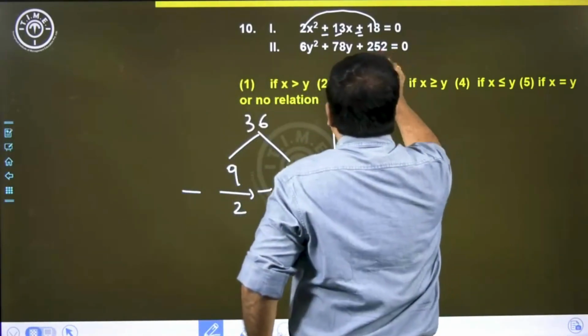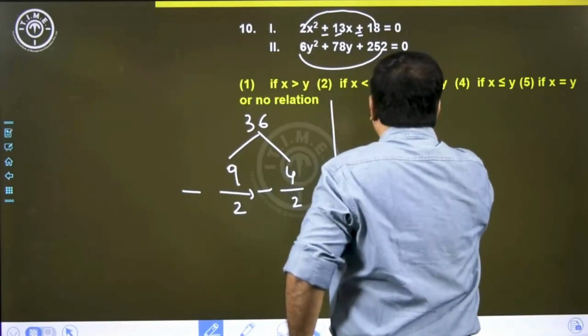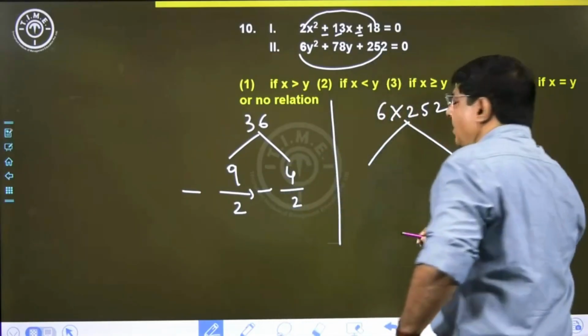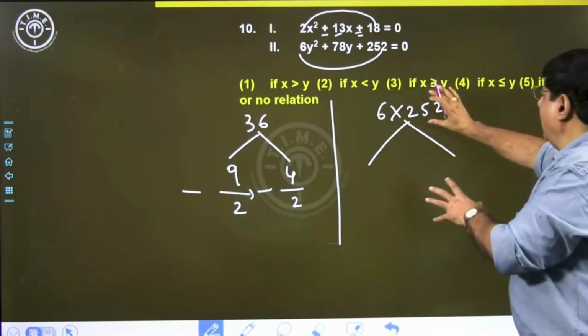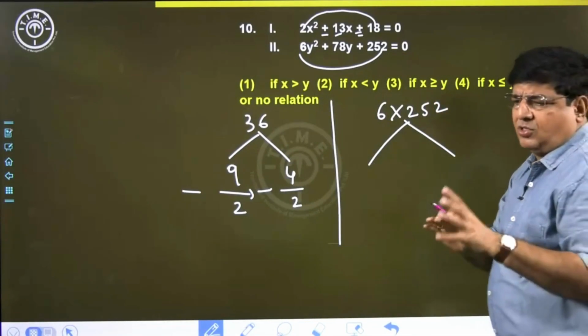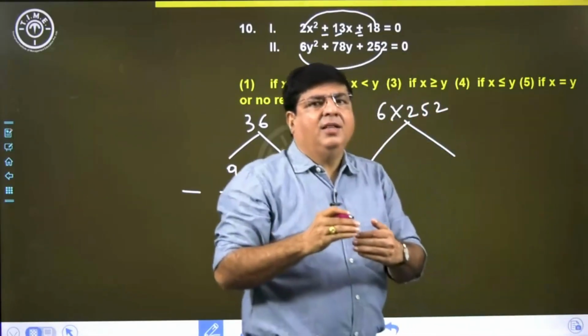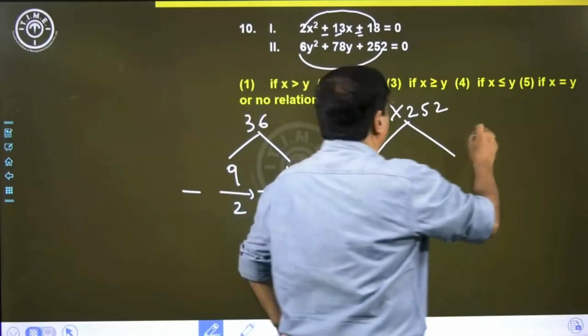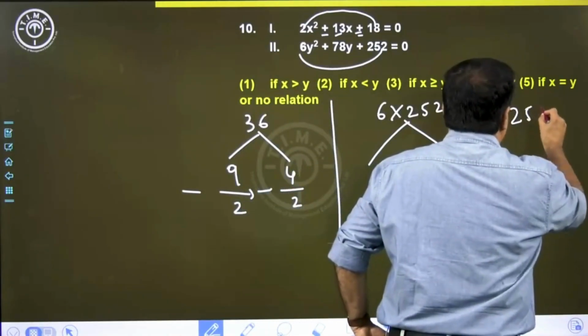Alright, next one, 252 into 6. 6 into 252 is a bigger number. So when you get such big numbers, the best way to solve is to just take one step extra, that is take an LCM and check which combinations match this. So let's take an LCM of 252.